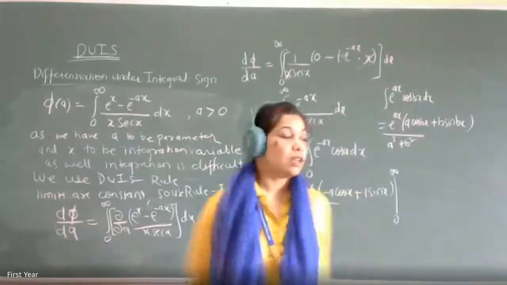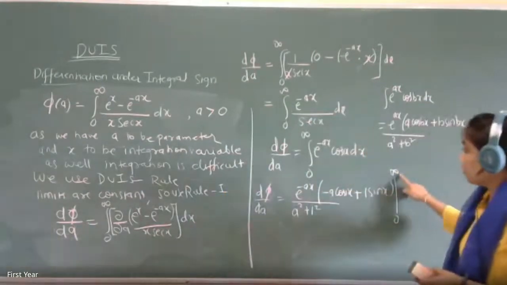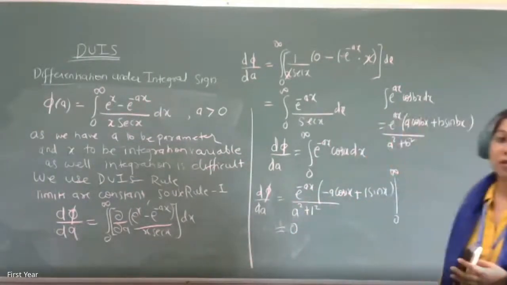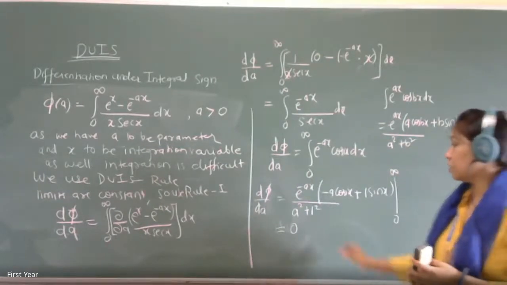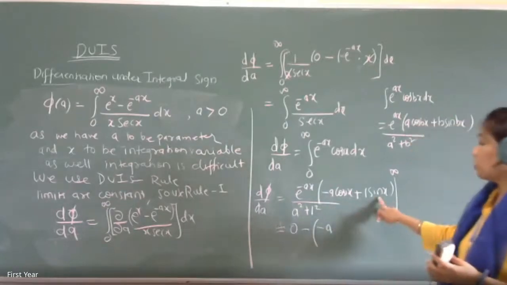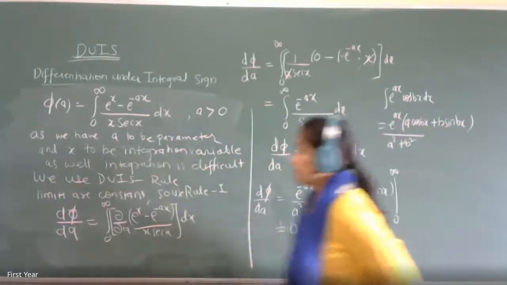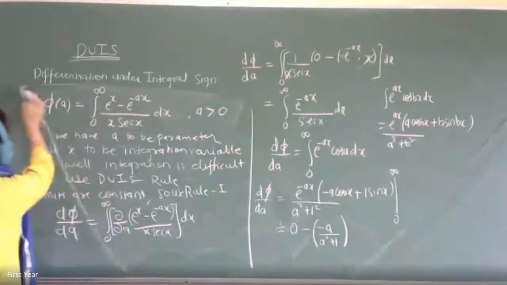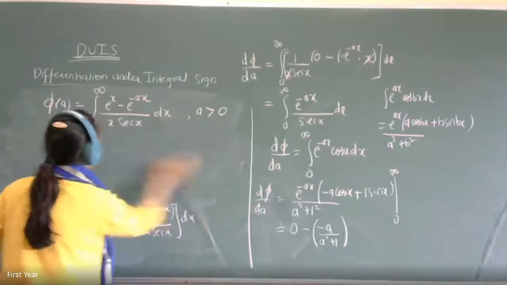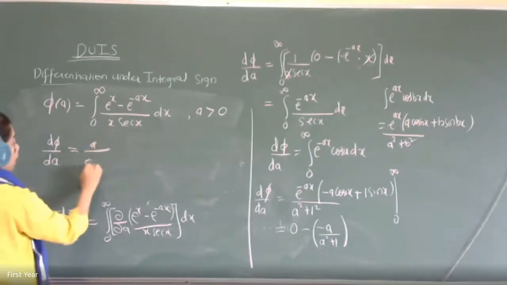Now you put the limits, upper limit and lower limit, then tell me the answer. When you put the upper limit as infinity, e raised to minus infinity is 0. Correct? Minus the lower limit: e raised to 0 is 1, minus a cos 0, cos 0 is 1, sin 0 is 0, divided by a square plus 1. So what is your dφ/dA here? Therefore, dφ/dA is nothing but a upon a square plus 1.